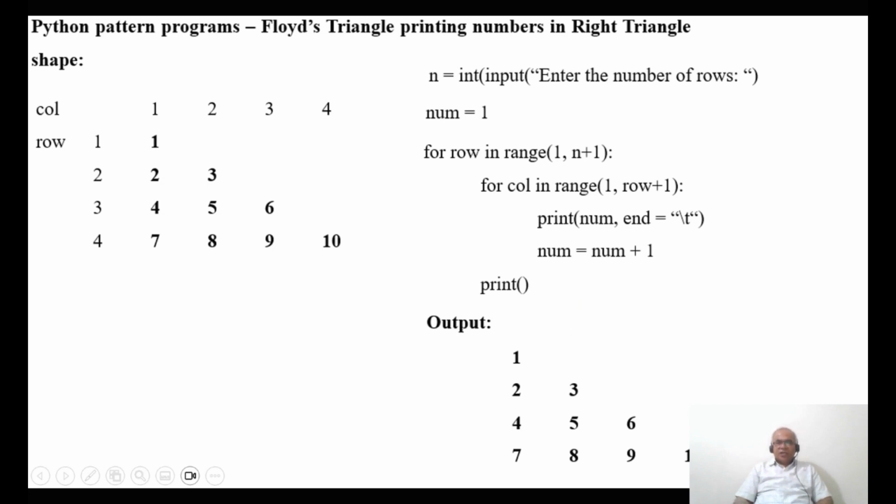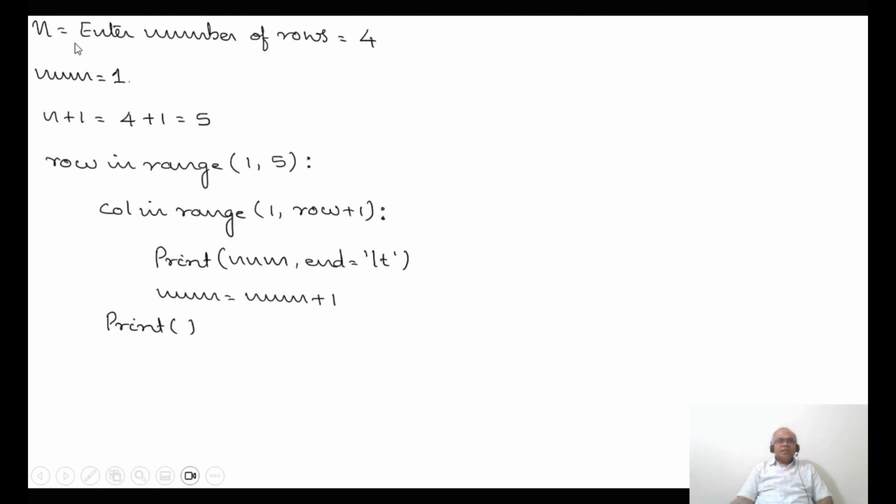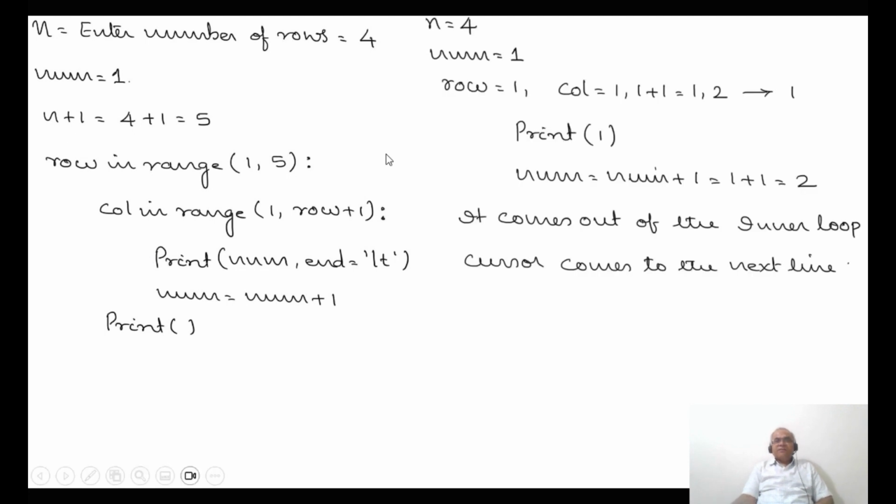Now, we will try to explain individually how it works. Initially, we enter the number of rows, which is equal to 4. So, num is equal to 1, because I am initializing the number to 1. Then for row in range 1 comma n plus 1. n is 4, 4 plus 1 becomes 5. If this condition is true, then it will enter into the column in range 1 comma row plus 1. So, print num comma end equal to backslash t, num is equal to num plus 1. This is the code I have written, the same thing as explained earlier. Now, we are going to start with this.